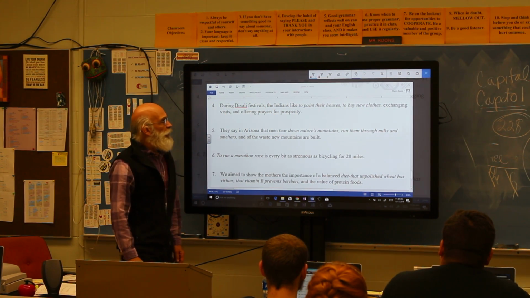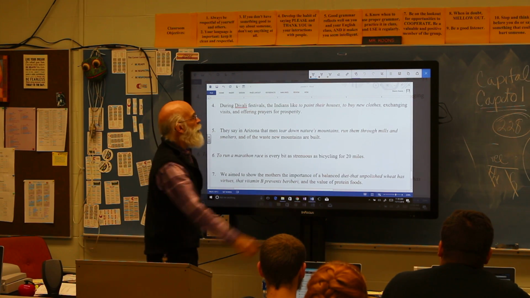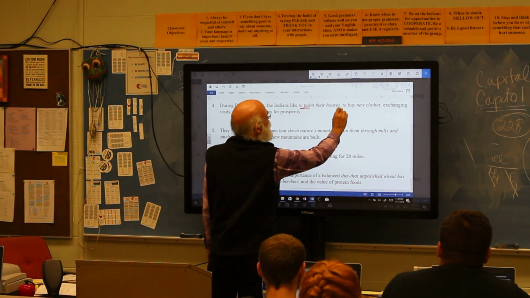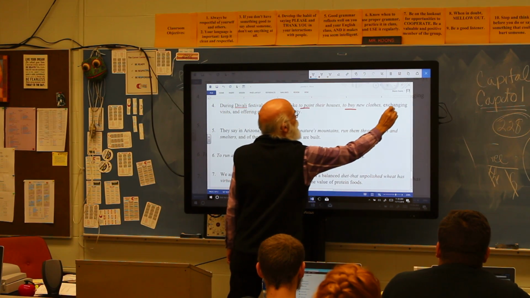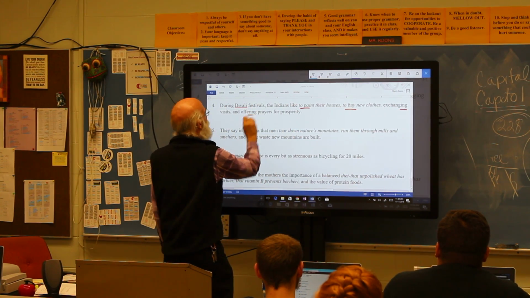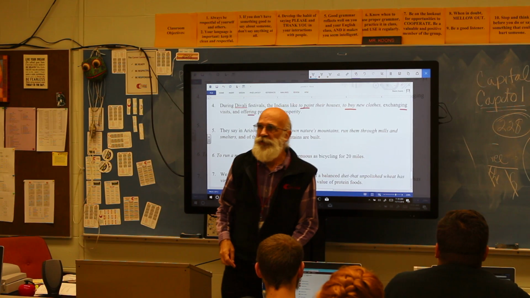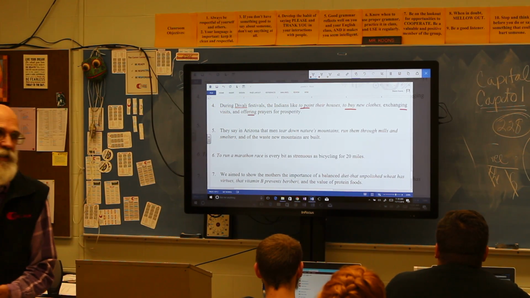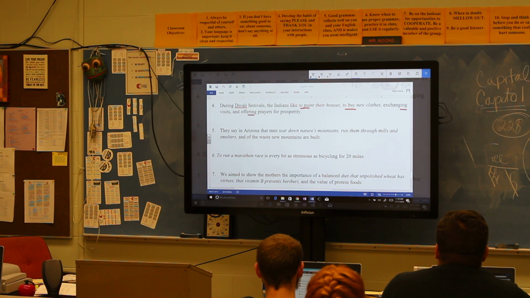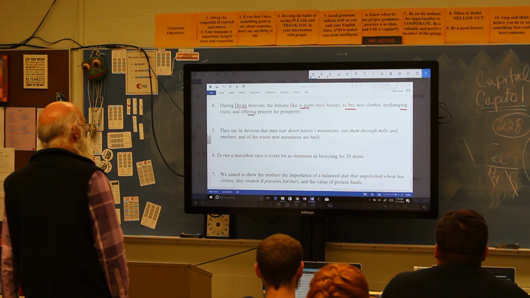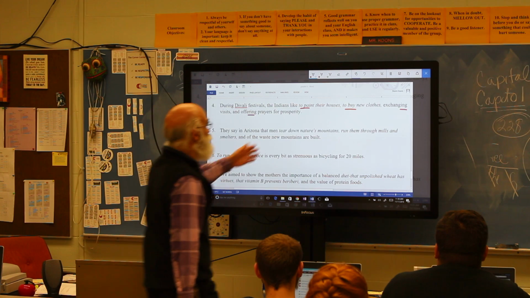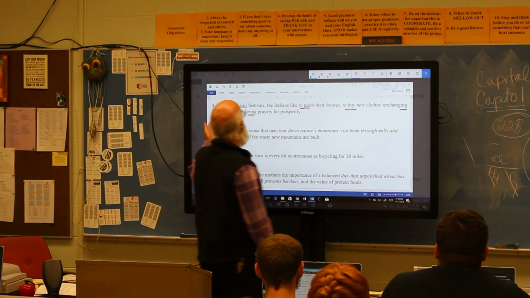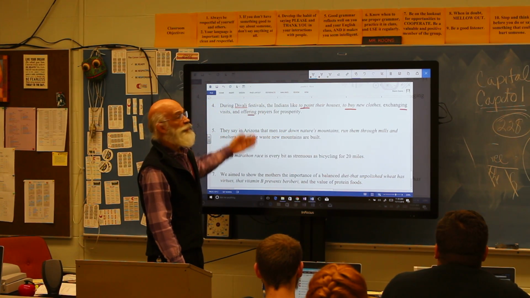we have a decision to make. Because on the one hand, we have to paint, to buy, we have exchanging, and offering. So we can go one of two ways to make this parallel. What is one of the options? Change everything to "to." We can say to paint their houses, to buy new clothes, to exchange visits, and to offer.